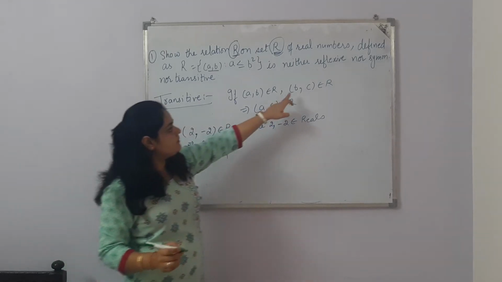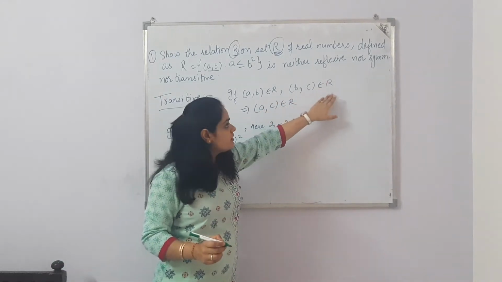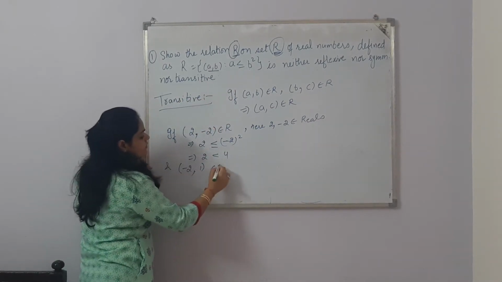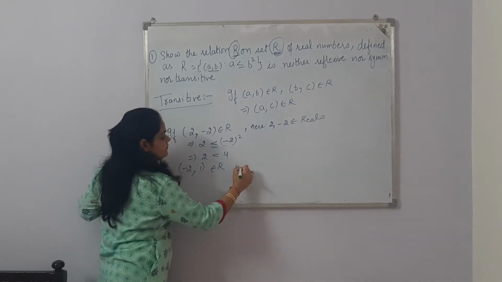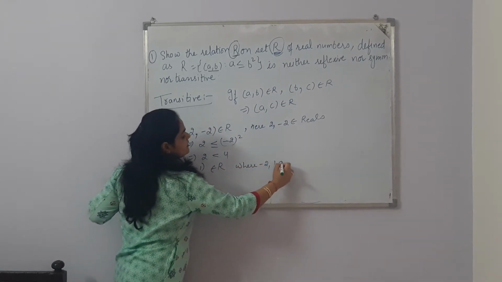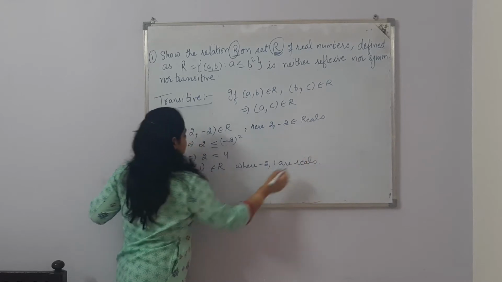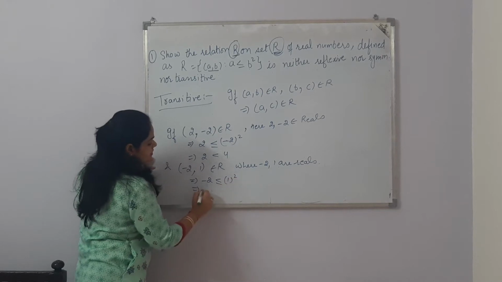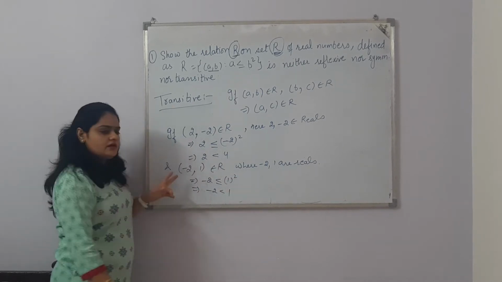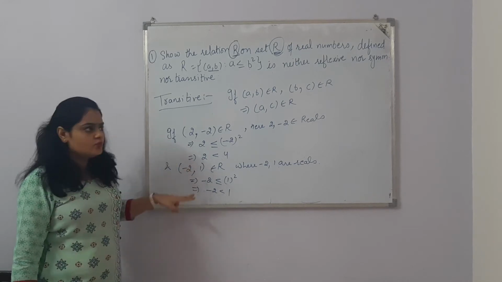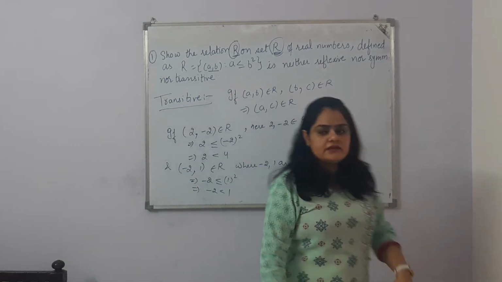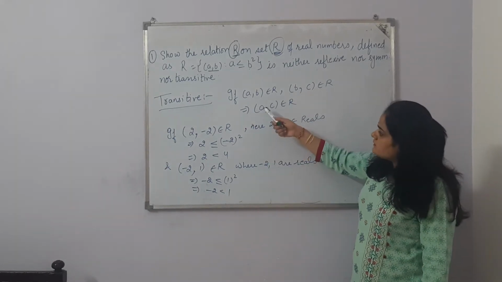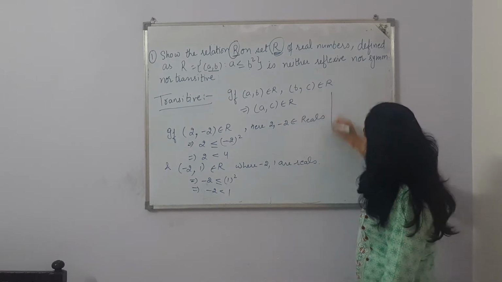And (B, C), which is (-2, 1), should also belong to R, where -2 and 1 are reals. Now check: -2 is less than or equal to 1 squared. Of course, -2 is less than 1. The condition is true. Both are true. Transitive says that if (A, B) belongs to R and (B, C) belongs to R, both belonging to R, then we have to show that (A, C) belongs to R.